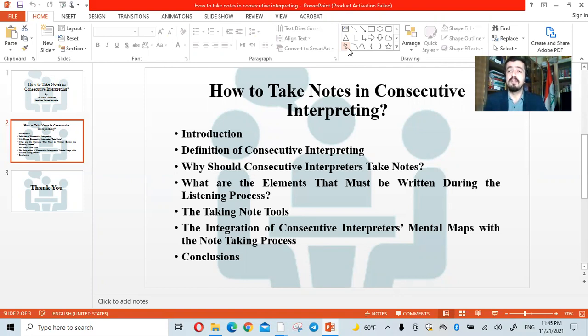And we have to remember something super important. Taking notes is defined as the backbone of consecutive interpreting. Therefore, you have to pay attention to it.